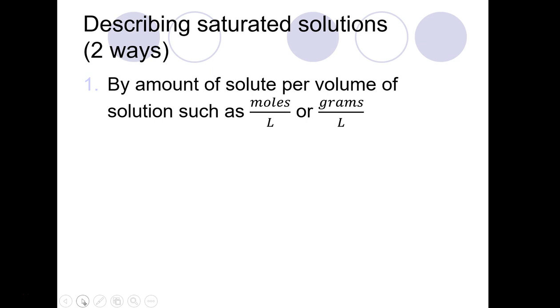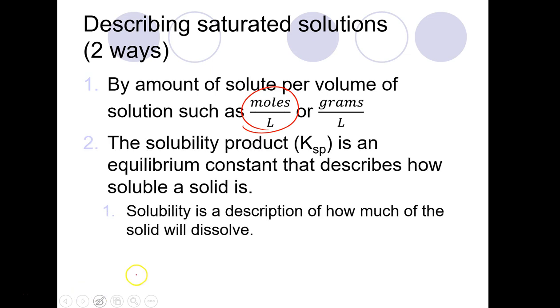The way they do KSP is, generally speaking, they talk about how much solute, how much of the solid per volume of the solution, will dissolve. So we're going to stick with moles per liter on these. The KSP, the solubility product, is an equilibrium constant that describes how soluble it is. Things like NaCl have an enormous number. NaCl dissolves really well in water. But like I said, things like calcium carbonate don't do so much, but they do a little bit. Every solid dissolves a little bit in water.